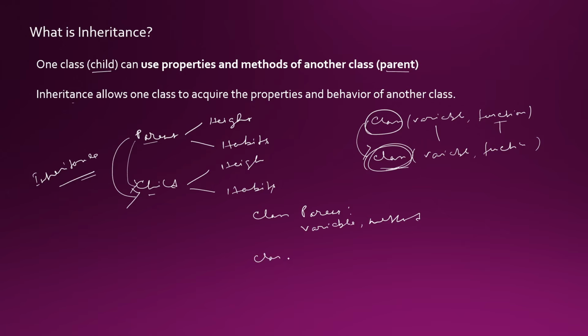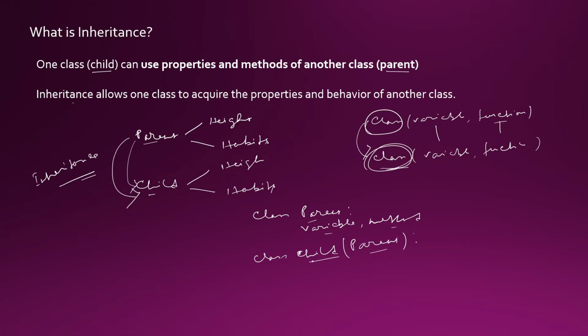Now I'm creating another class, that is child. As this child class is inheriting all the properties from this parent class, I have to put a parenthesis, and here I have to write my parent class. Understand? I have to create my parent class first, then provide all the variables and methods I need. Now when I'm creating my child class, I have to provide my child class name, and I have to put a parenthesis, and within this parenthesis I have to put my parent class name.